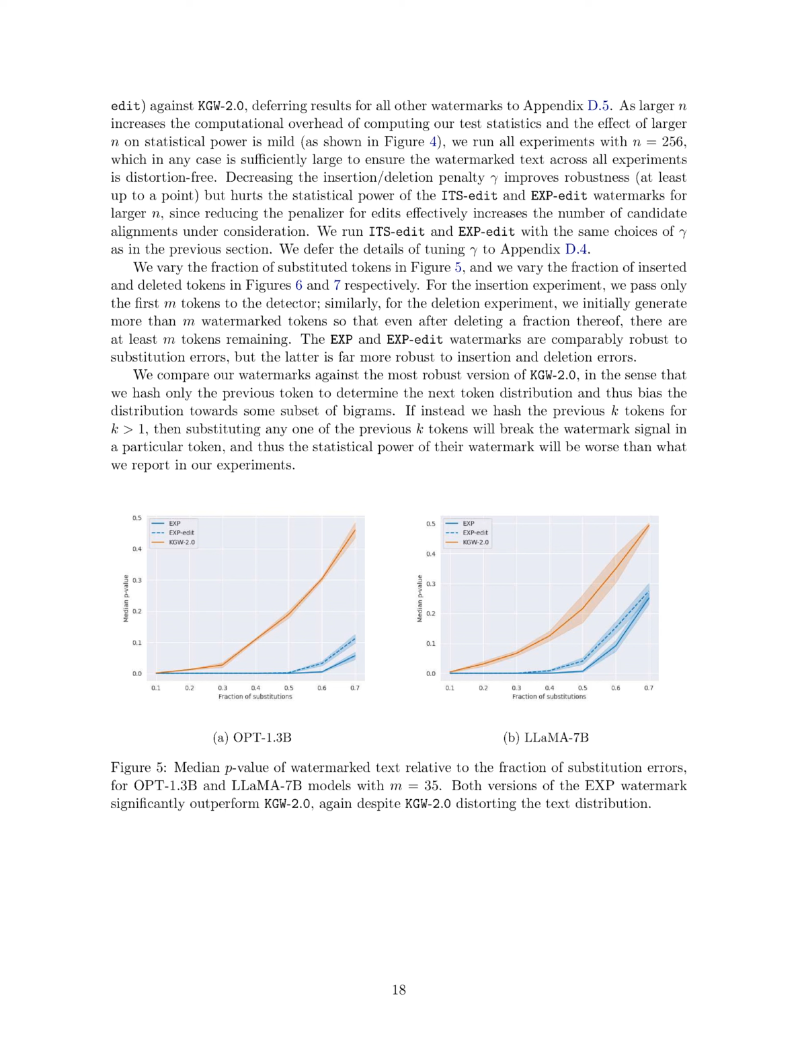We've compared our watermarks to the most robust version of KGW 2.0, which only uses the previous token to determine the next token distribution. This biases the distribution towards a subset of bigrams. If we were to use more than one previous token, any substitution would disrupt the watermark signal in a particular token, reducing the statistical power of their watermark.